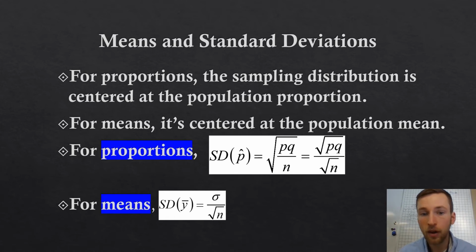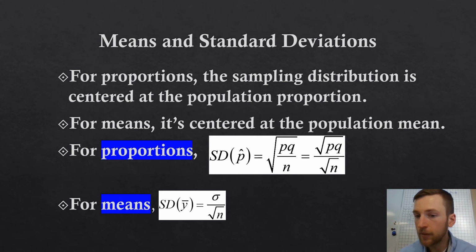And then as you can see here, our standard deviation of P is going to be the square root of P, 1 minus P divided by N. Then for means, very similar. The center of our normal curve for means is going to be the actual population average. So if the average height is 70 inches for our population, our sampling distribution will be a normal curve centered at 70. And then our standard deviation is going to be the standard deviation of our population divided by the square root of n, or our sample size.